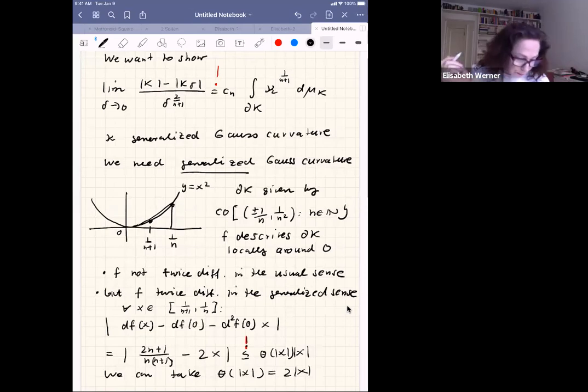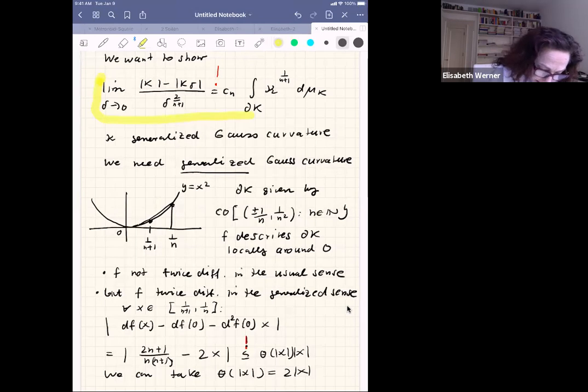Yes, so let me resume where we were yesterday, the situation we are looking at and how far we had come. The goal is still to show this identity here. We have realized several things already. Namely, if we want to show this for a general convex body K, we may have a problem with the right-hand side, because for a general convex body it is not the usual Gauss curvature that we can put there. We have to introduce a notion of what I called generalized Gauss curvature on the right-hand side.